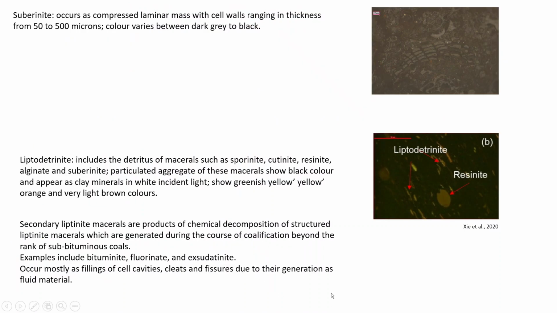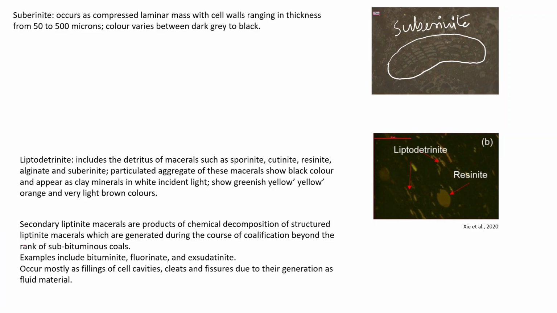The next one is the suberinite. The suberinite is a compressed laminar mass with cell walls ranging in thickness from 50 to 500 microns and color varies between gray and black. So in this case, see, this is the suberinite structure. You can see the cell walls are compressed as laminar masses, lamina, like a layer. So this is the suberinite.